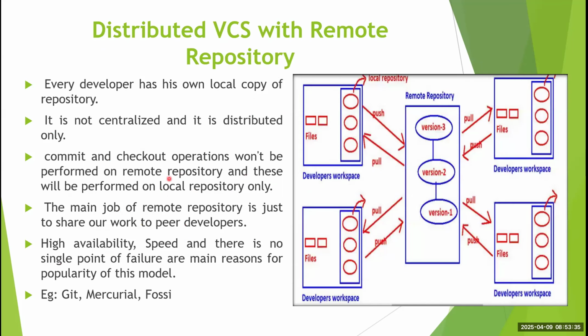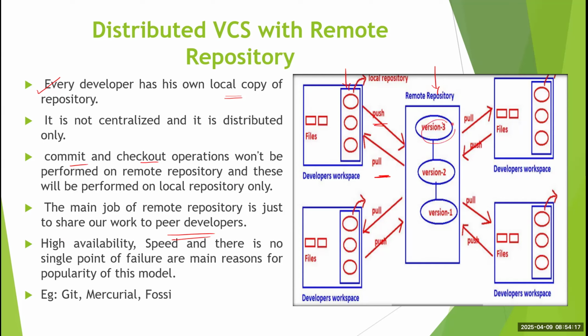Now see, what is distributed remote version control? You are maintaining the same copy of the file in both repositories, one in your local, another one at a remote site. So if any problem occurs at the local site or remote site, recovery is very quick. Easily we are able to recover the file. So every developer has their local copy of the repository and it is not centralized, it's distributed, right? So commit and checkout operations won't be performed on the remote side. There will be push and pull. Remember, we don't do commit and checkout, okay? Push and pull. The main job of the remote repository is to just share our work with the peer developer.